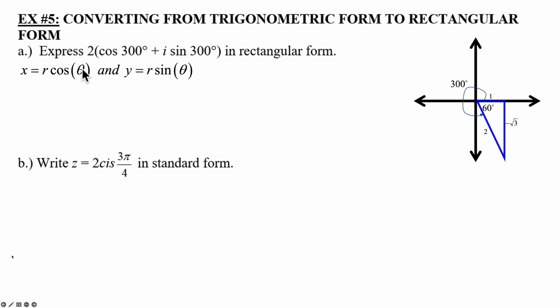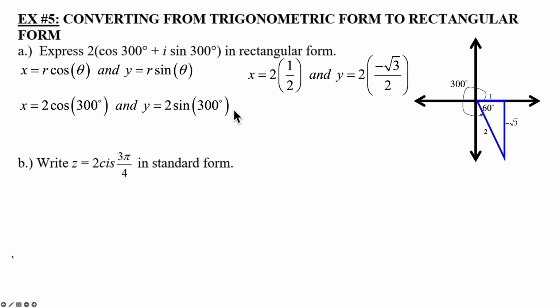R cosine theta. I have to find y. R sine theta. So 2 times the cosine of 300 degrees and 2 times the sine of 300 degrees. Okay, well, let's take a look here. Cosine is adjacent over hypotenuse. We'll change cosine of 300 to a half. Sine of 300, opposite, negative square root of 3 over 2. Replace sine of 300 with negative radical 3 over 2.